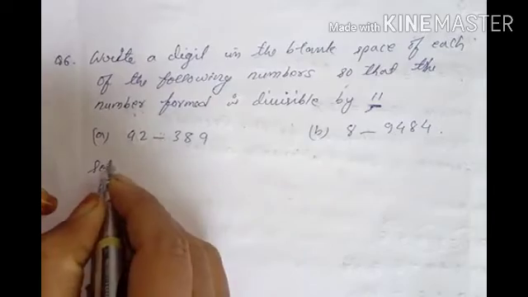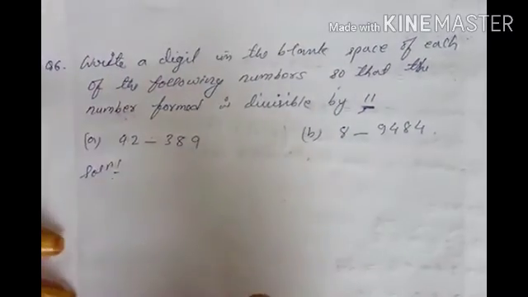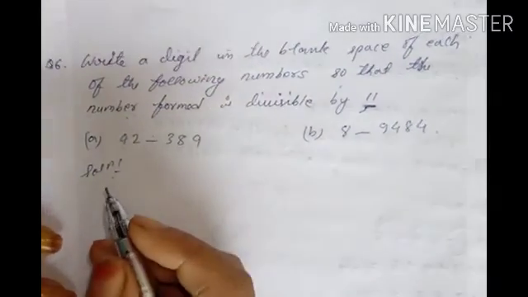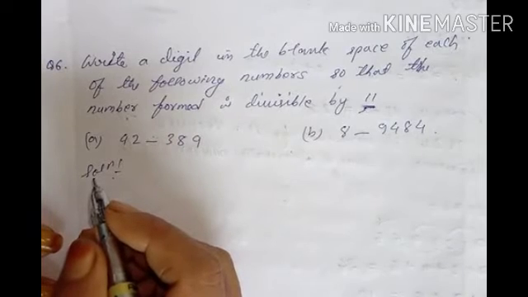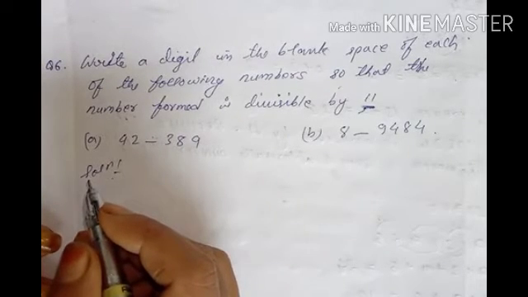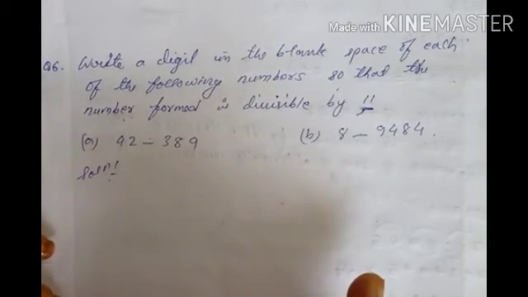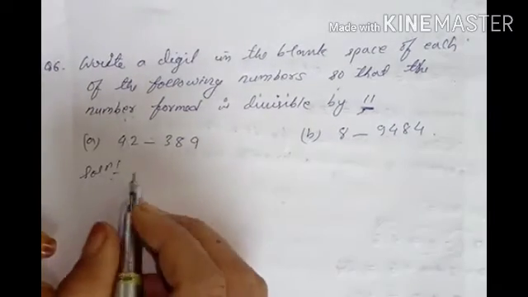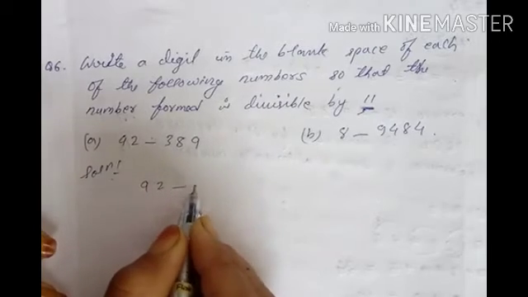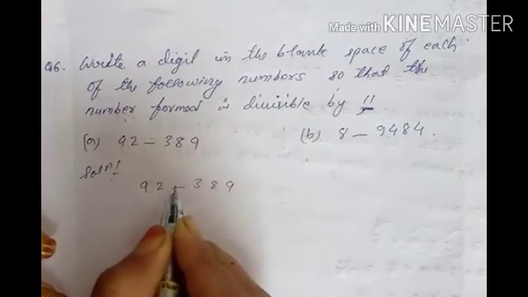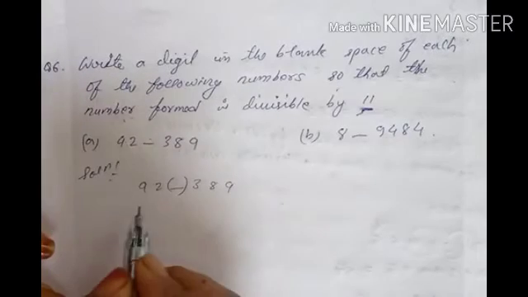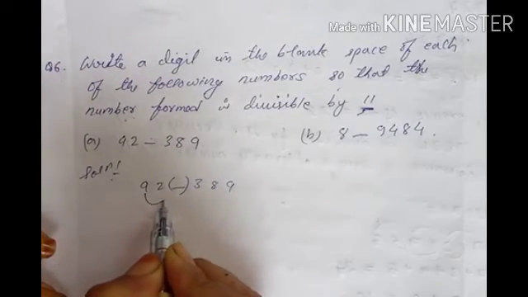Now come to the solution. So what is the divisibility rule of 11? We have to add the alternate digits, and the difference of the two alternate sums should be divisible by 11, or the difference should be 0. Now 9, 2, blank, 3, 8 and 9. Here one digit is missing, we don't know what digit it will be. So what are the alternate digits here?